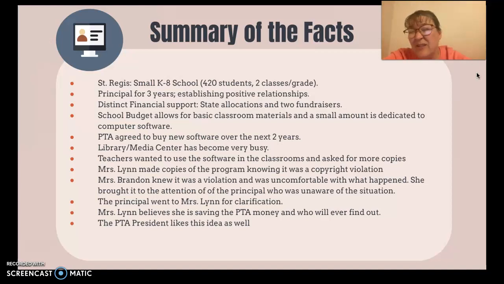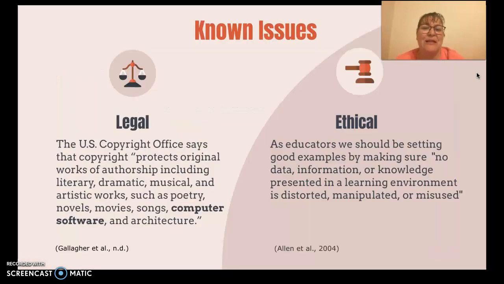She believes, even though she knows that it is a copyright infringement, really, who's going to catch it? Even the PTA president knew about it and just thought it was a great way to save money. This is a situation that needs to be rectified because there's legal ramifications.